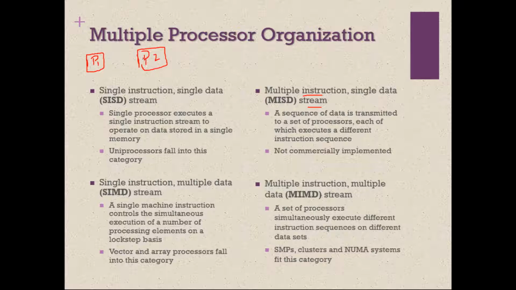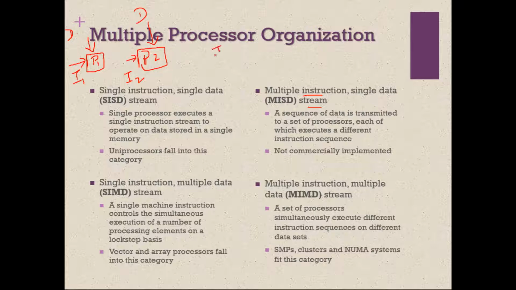So let us take a simple example. Say P1 and P2 are two processors, let us assume for simplicity. P1 is getting the instruction I1. P2 is getting the instruction I2. And P1 is getting the data D. Okay, there is only one data because it is multiple instruction single data stream. And P2 is getting the data D. Both the data are the same, but the instructions are different.